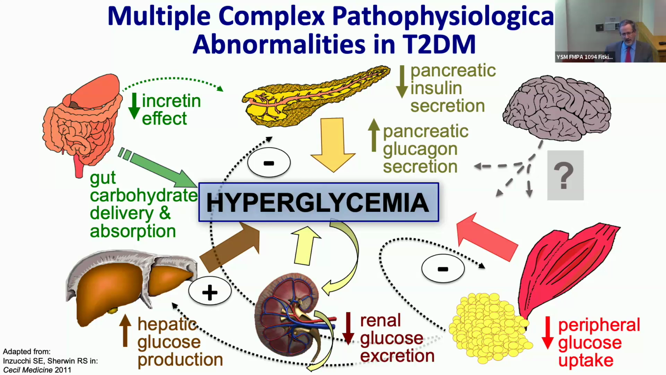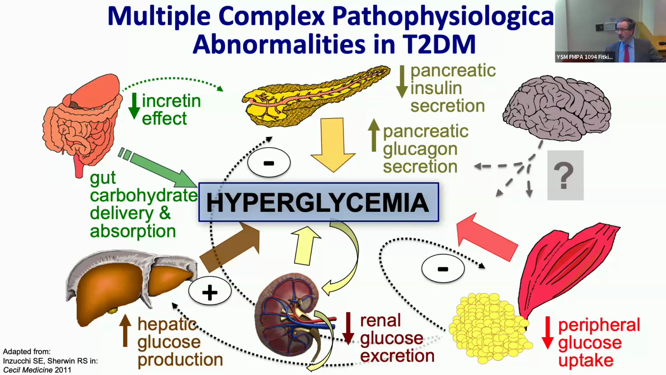The kidney is also involved in the process. It's a glucose excretory organ. It's supposed to be something of a safety valve. It releases glucose once the plasma glucose concentrations hit 180. And that threshold is actually increased abnormally in type 2 diabetes. So the kidney can't even get rid of enough glucose in the diabetic state. These all conspire together to promote hyperglycemia.